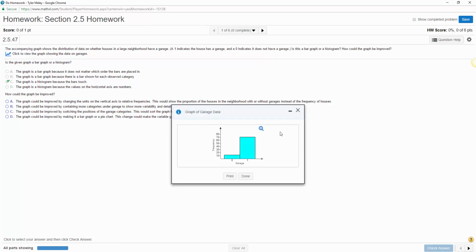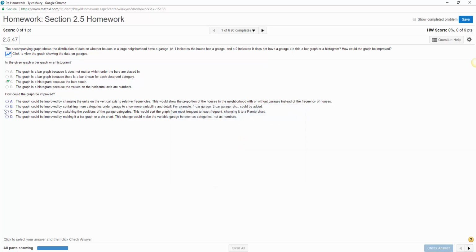So if we look at this chart a little more, our variable here is someone has a garage or not a garage. In other words, they're being split into groups. We're putting people in a group that has a garage and people that don't have a garage. So this graph could be improved by making it a bar graph or a pie chart. A histogram is used for numerical data, whereas a bar graph or a pie chart would be more appropriate for qualitative, categorical data. So our variable is categorical, so we should put it in this format.